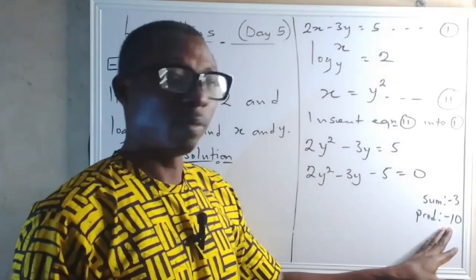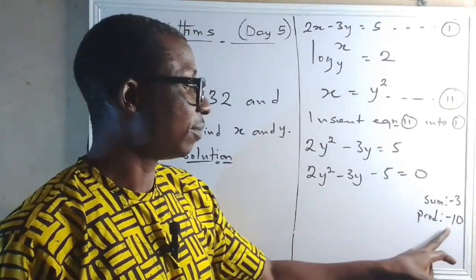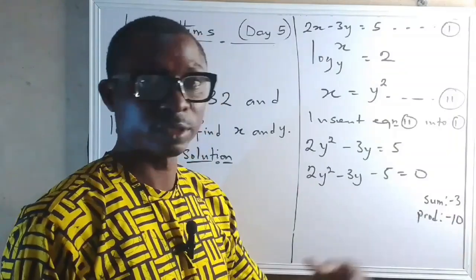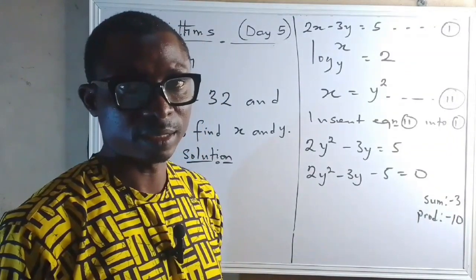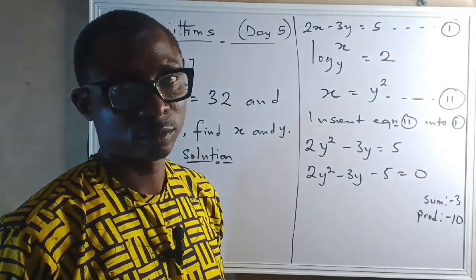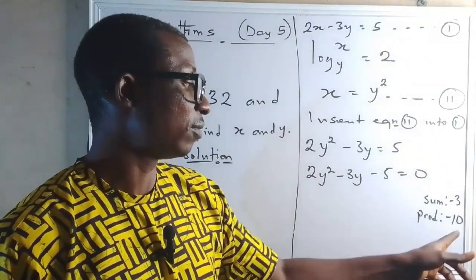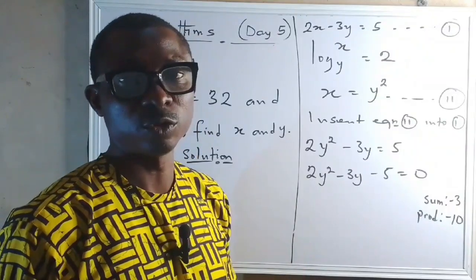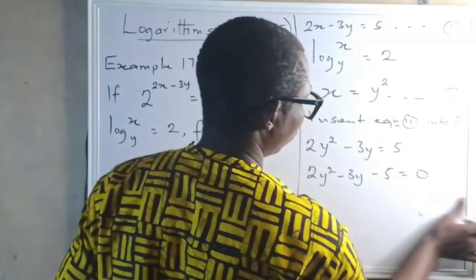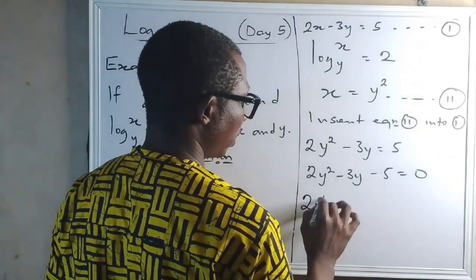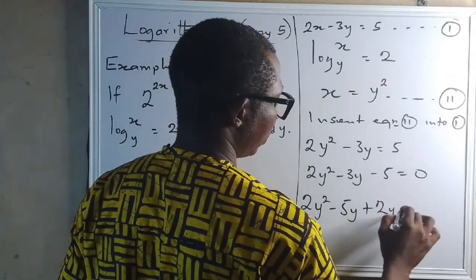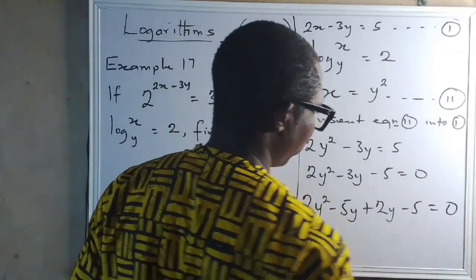Now, look for two numbers such that when you multiply them together, you have minus 10, and when you add them together, you have minus 3. What are the two numbers? Minus 5 and plus 2. So minus 5 times 2, you have minus 10, and minus 5 plus 2, you have minus 3. So now this equation turns to 2y squared minus 5y plus 2y minus 5 equals 0.